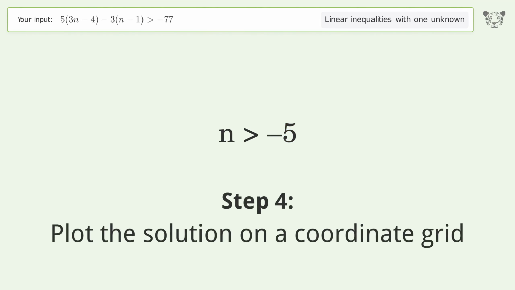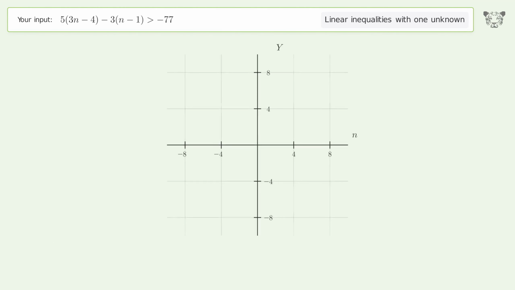Plot the solution on a coordinate grid. And so the final result is n greater than -5.